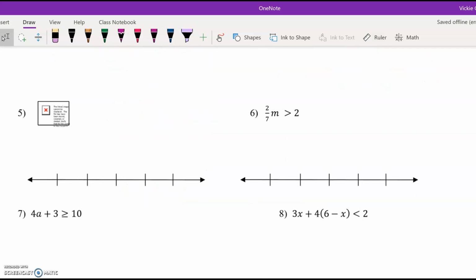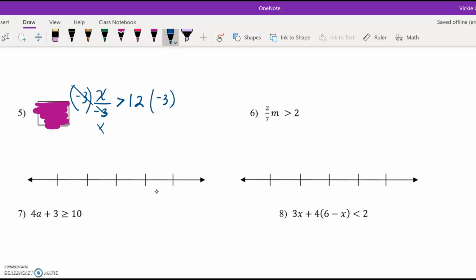Number 5 did not fill in with an inequality either, so I'm going to go ahead and do this one for you. And this one is x divided by negative 3 is greater than 12. I need to multiply both sides by negative 3 to undo the division. When I multiply by a negative, I switch the inequality. I'm going to make a little note, switch inequality. Multiplied by a negative.